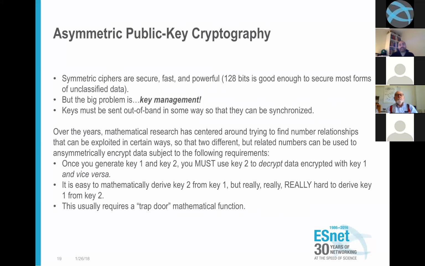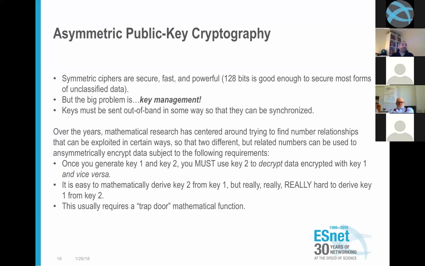So symmetric ciphers are great. They're secure. They're fast. You can use a fairly small key length, 128 or 256 bits, and you can get really good encryption out of that. But you have to share a private key first. You have to use a shared key, and because you use a shared key, you have to basically deal with key management. Keys have to be transmitted out of band.